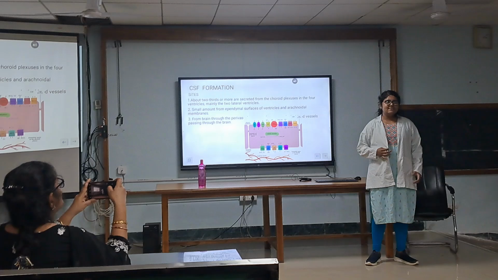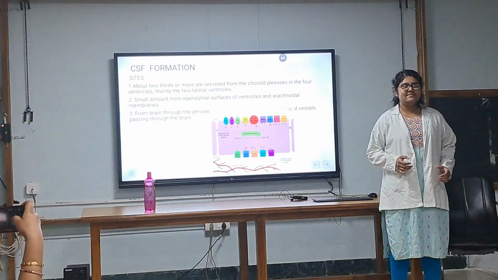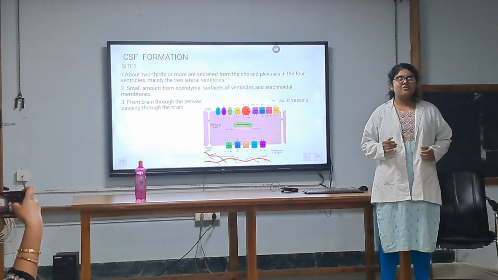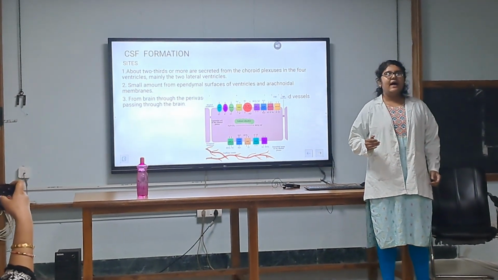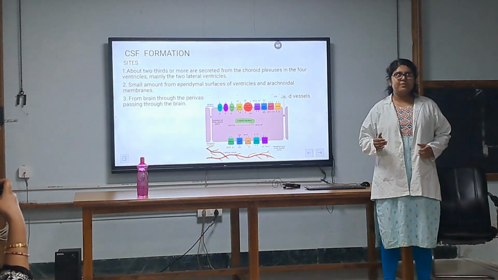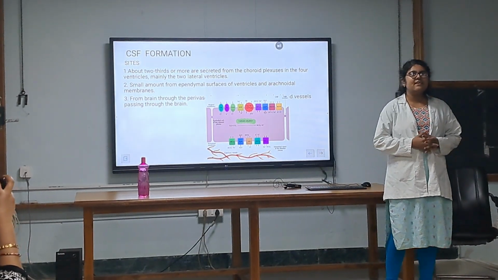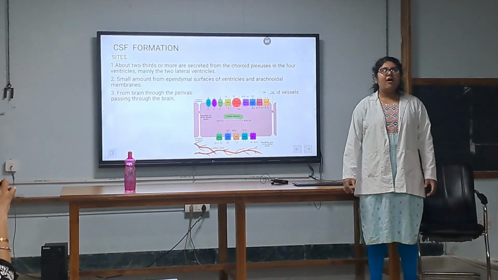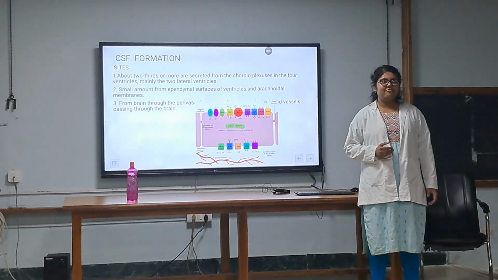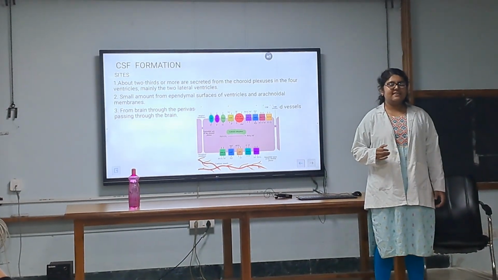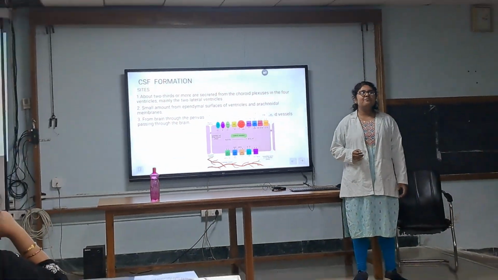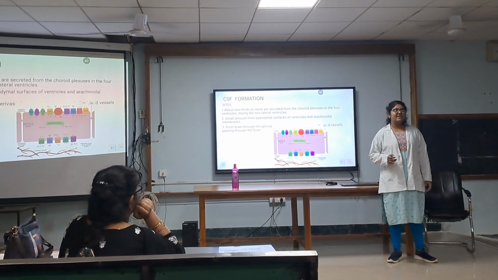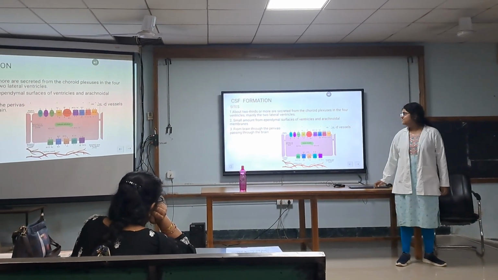The main function of CSF is protection. When the head receives a blow, the arachnoid slides over the dura and the brain tends to move. But this motion is inhibited by the CSF cushion. Also, CSF acts as a buffer, and as a medium for the exchange of nutrients, harmful toxic metabolites, and also for exchange of the regulatory factors.